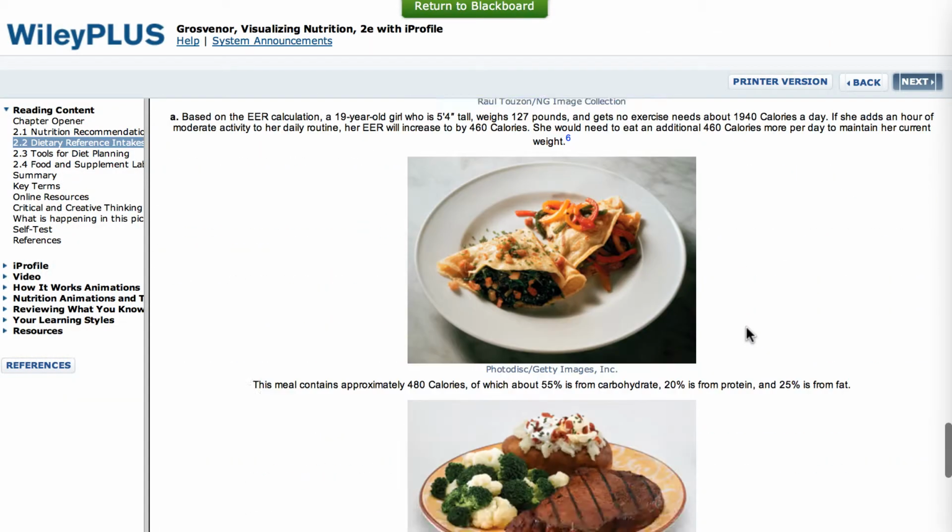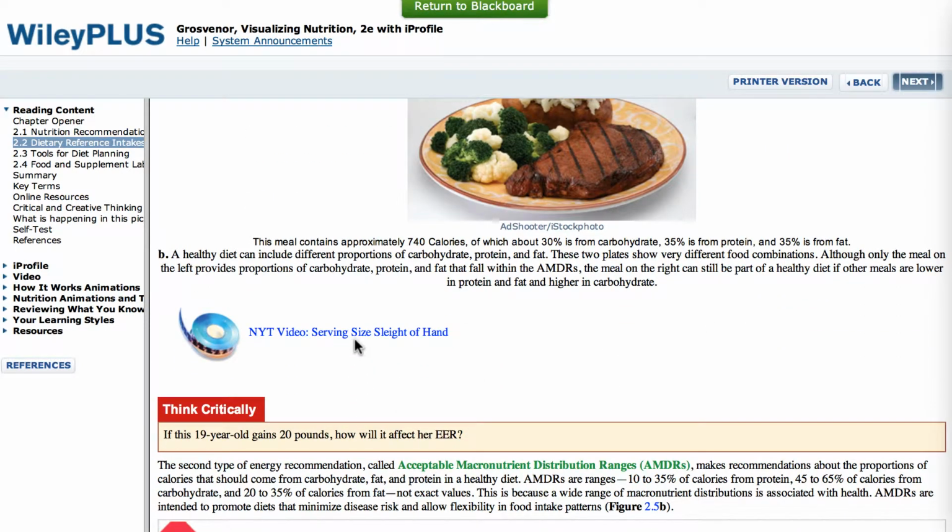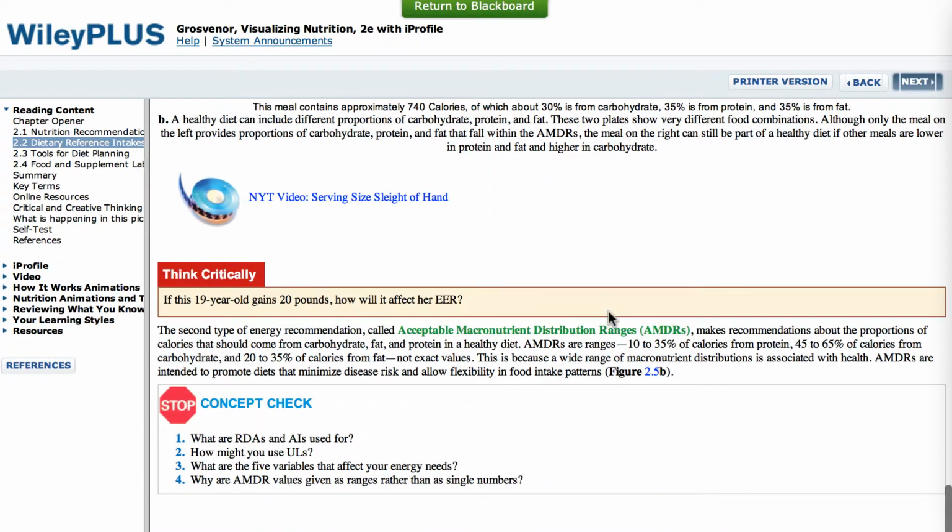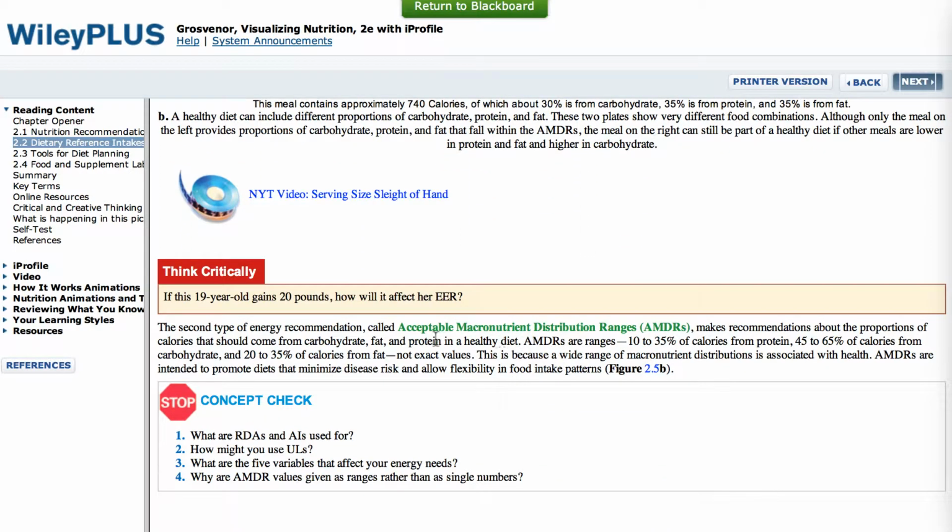The other thing in this section that I wanted to tell you is this serving size sleight of hand is very, very helpful. It tells you that on the food label it's really important to check the serving size and the number of servings in a package. And then the other thing is the acceptable macronutrient distribution ranges, and those are in Appendix A as well.